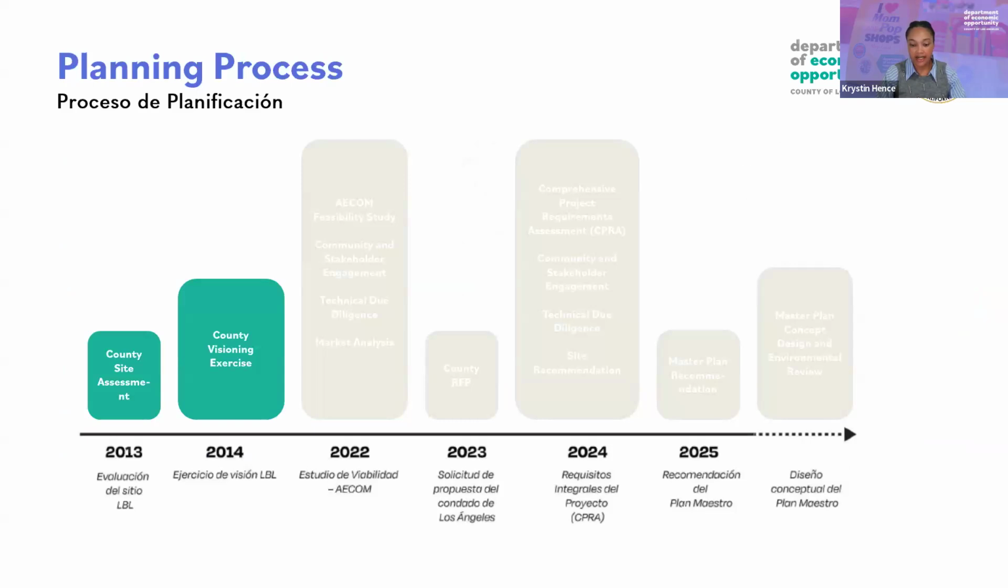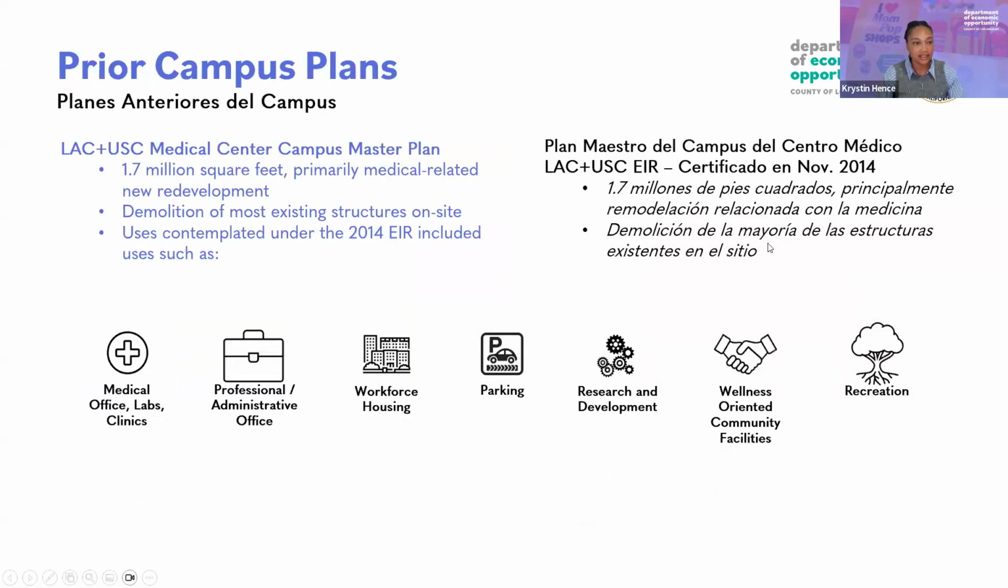This planning process has been ongoing for over a decade at this point, and started in 2013 with a county site assessment, imagining redevelopment of this campus. It led to a county visioning exercise and ultimately an EIR, which Addie will talk through in more detail later. That campus plan in 2014 looked at about 1.7 million square feet of primarily medical related new development, demolition of most of the existing structures on site, and contemplated uses such as these highlighted on the slide: medical office, professional office, workforce housing, parking, research and development, wellness-oriented community facilities, and recreation.